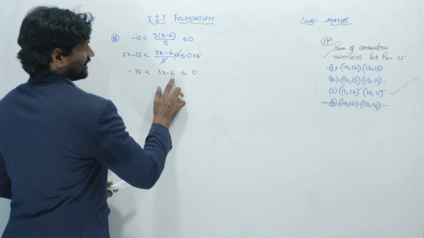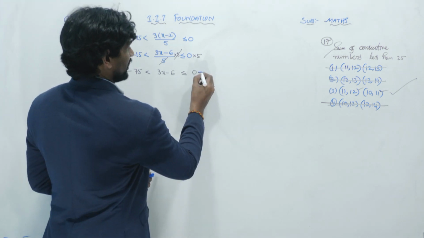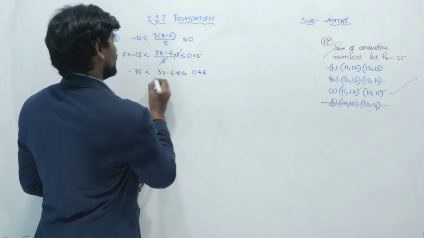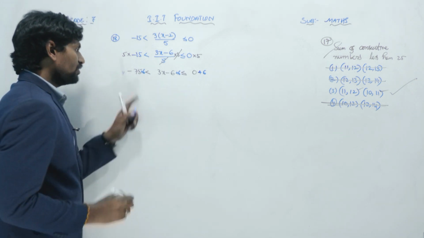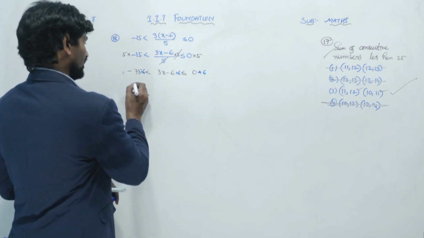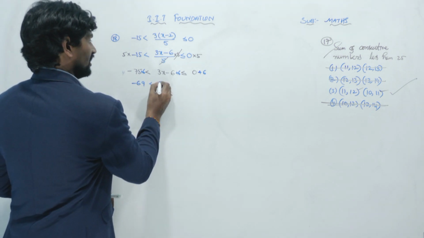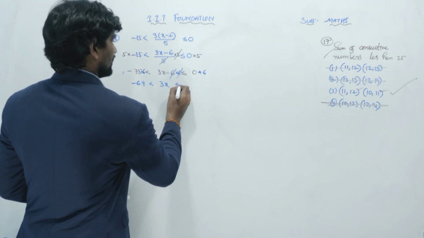Next, the extra 6 I need to remove. So add 6 on both sides, that means we add 6 to all the sides. Adding 6: negative and positive, so subtraction. 75 minus 6 is 69. So minus 69 less than 3x, because plus 6 and minus 6 cancel, less than 6.